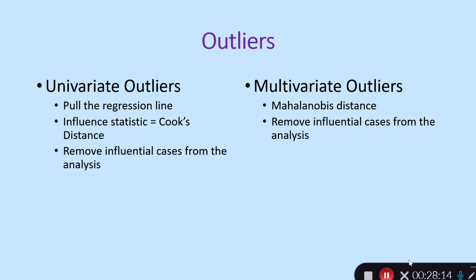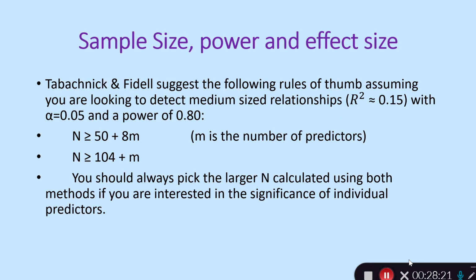Okay, so we'll have an undue influence on our model unless we deal with it. Okay, so sample size, power and effect size. For sample size, this is a bit more tricky. The others are more straightforward. We can look at plots, we can look at certain statistics that help us to make a decision.